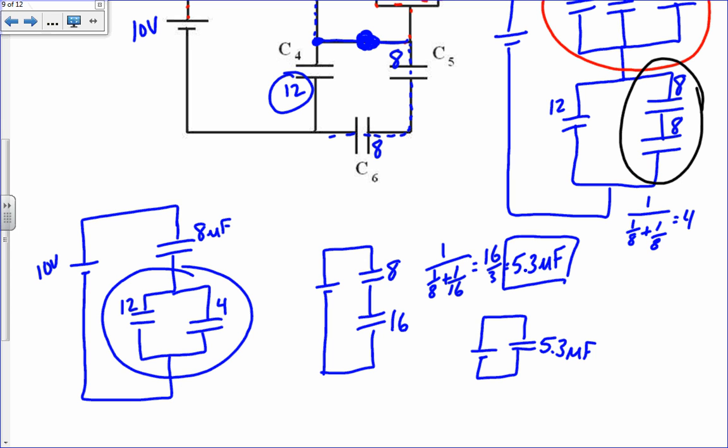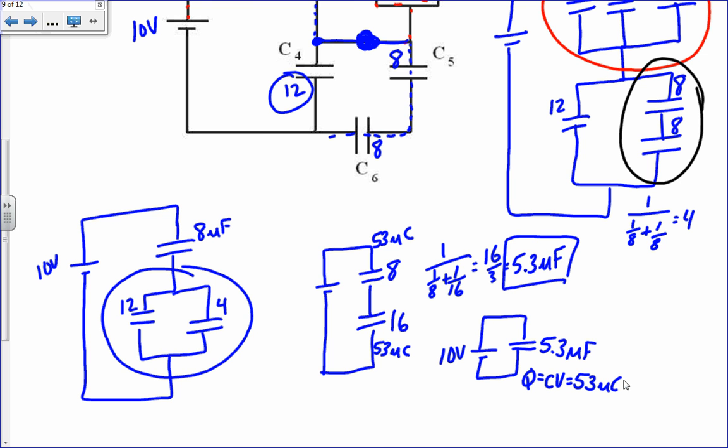Now, I want to work backwards. This is 10 volts. What is the charge on this capacitor? Q is equal to CV, so it's equal to 53 microcoulombs. That means I'm going to have 53 microcoulombs on this capacitor and 53 microcoulombs on this capacitor.